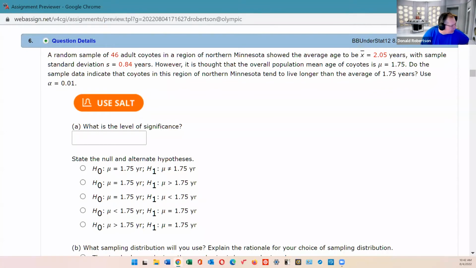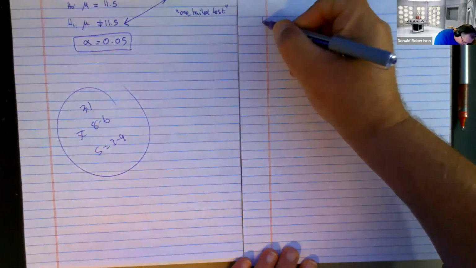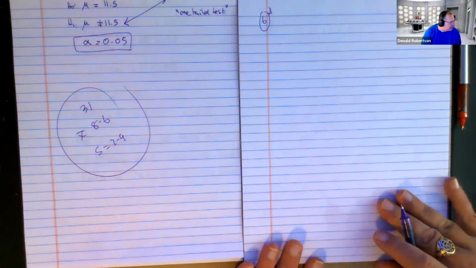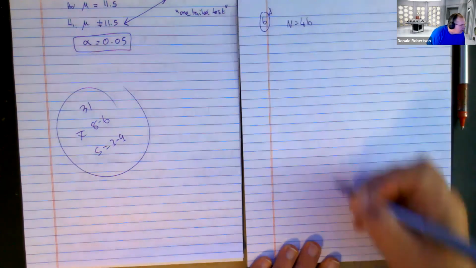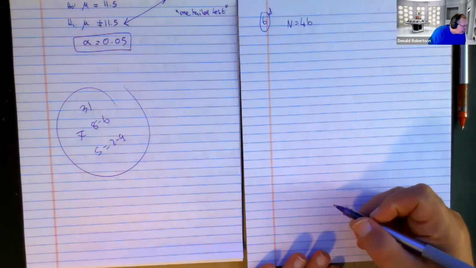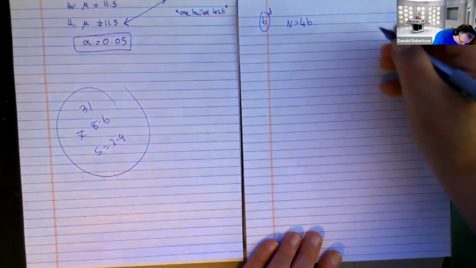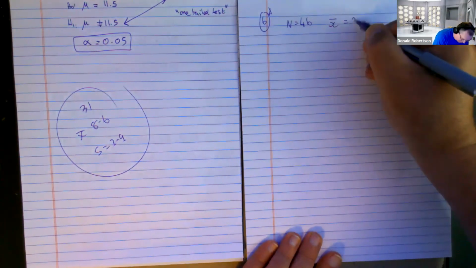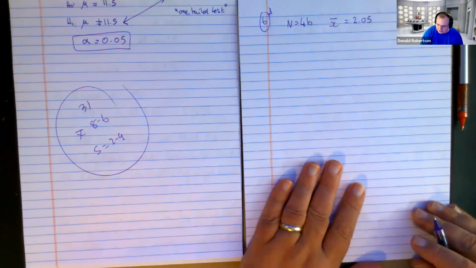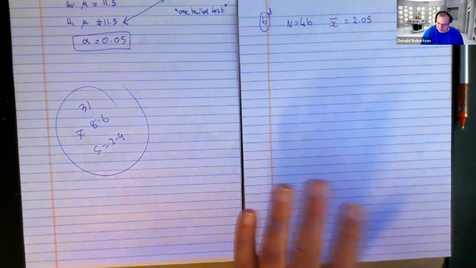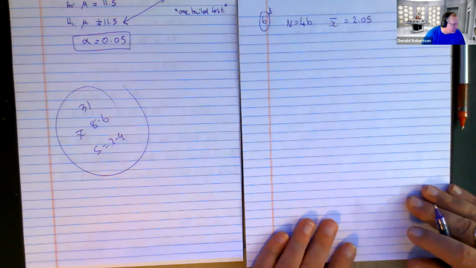Okay, so next story, I'm going to talk about it, and that way I can write some stuff down. This one is a version of question 6, which has to do with coyotes, and a random sample of 46 coyotes in the region of northern Minnesota. The average age of those coyotes is 2.05 years. I have no idea how you know how old a coyote is. It's not like you cut their head off and count the rings, but whatever it is, they know the age of it. We'll take their word for it.